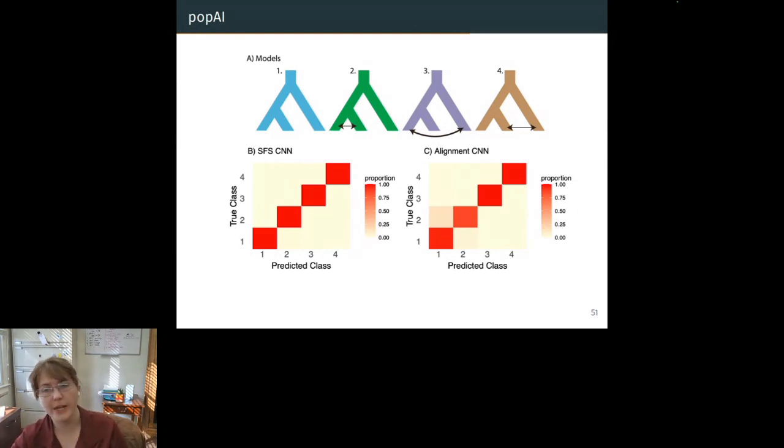To the right here, I have the results from a convolutional neural network that analyzed the SNP alignment directly as an image. Again, we had low overall error rates, so our overall error rate was around 5%, but we do see more mistakes between models that differ only in whether there's gene flow between these sister populations in this case. And so I think these results are really promising, and I'm hoping that this is going to be a flexible framework that's really useful for a lot of people.